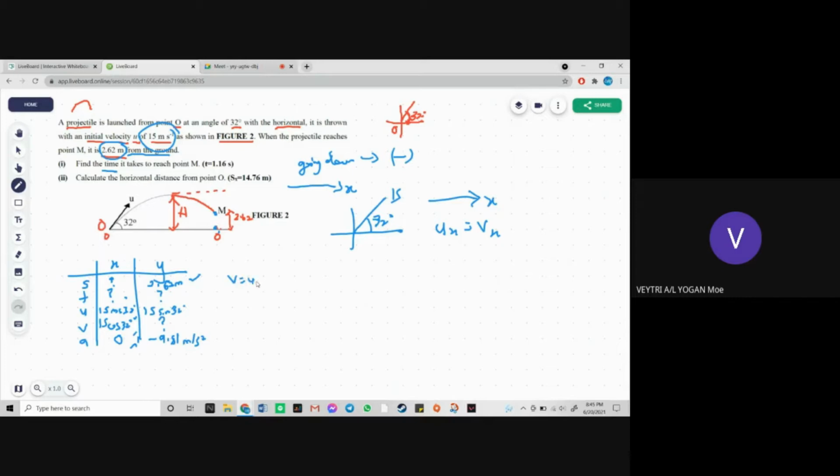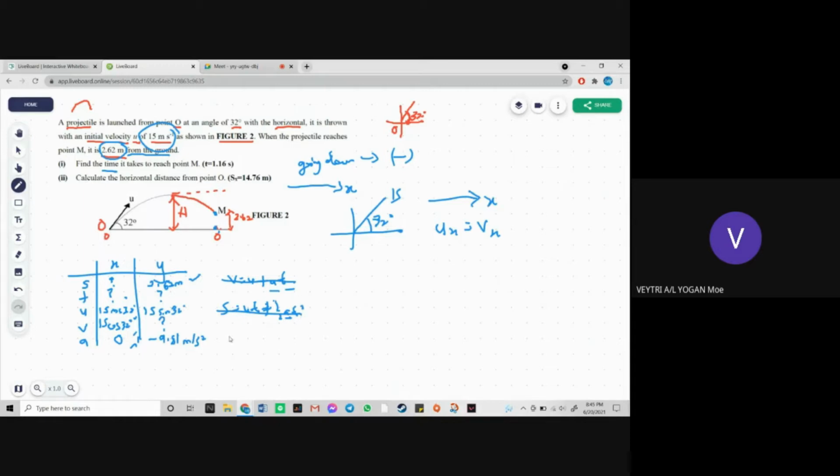3 info ni, let's have a try. Kita ada apa? V equals to U plus AT. Tengok sini kalau A kamu kosong, confirm tak boleh cari T kan? So you have to drop the formula. The A selalu akan kacau. S equals to UT plus 1 over 2 AT square. Sini juga A kamu kosong. So you have to drop the formula.